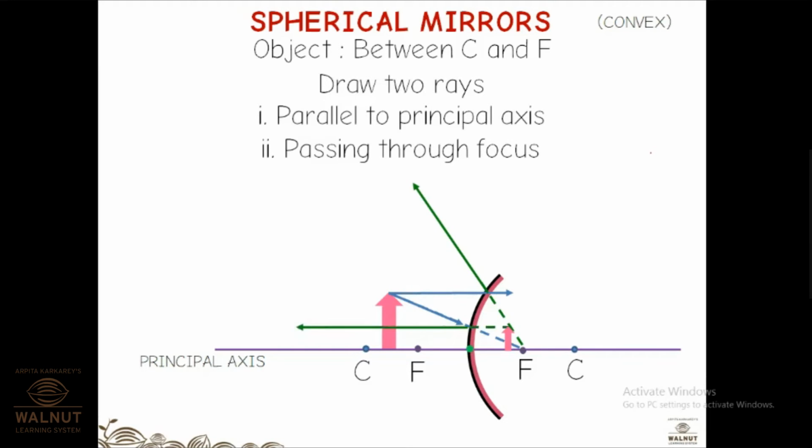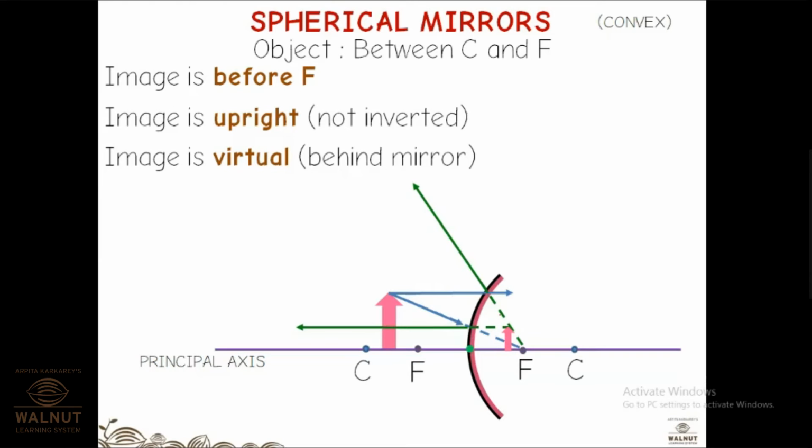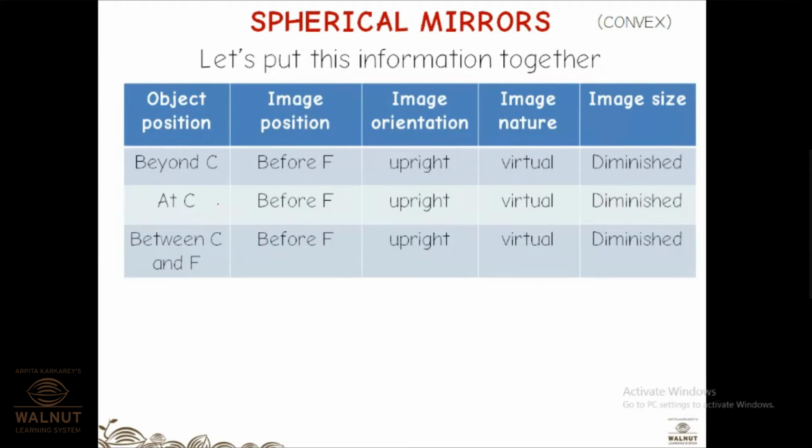As we meet them, again you can see the image is smaller, that means it is diminished. It is erect, that is upright. It is virtual. So the image is formed before F. It is upright, it is virtual, it is diminished. Again we will tabulate this information. Object position is between C and F. Image position is before F. Image orientation is upright. Image nature is virtual, and image size is diminished.